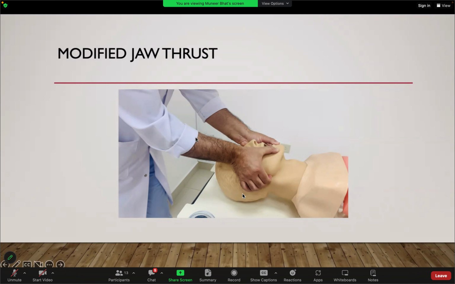Okay, so you can do this jaw thrust maneuver at that time.